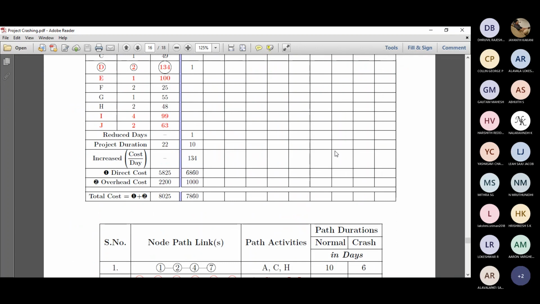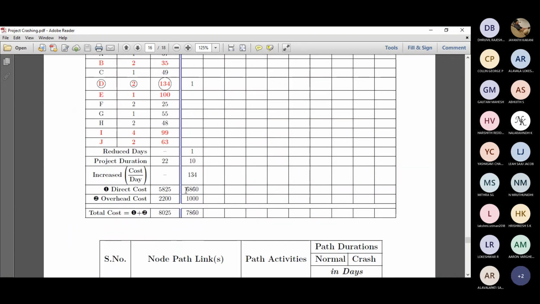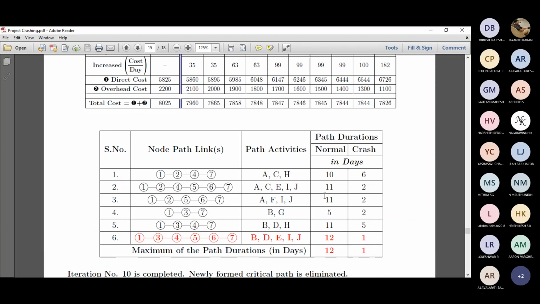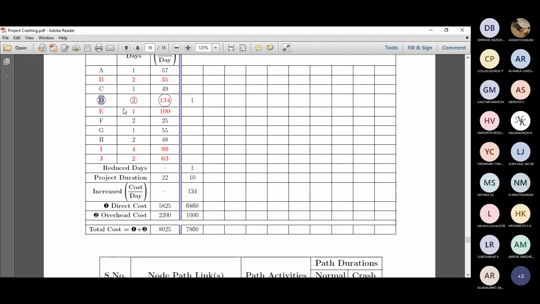Then 6860. So that is 6726 plus 134, so that is 6860. 10 into 100 is 1000. So when you add both things, it's 7860. So 7860. Here it was 7826. And at this point, it started increasing. I hope you see it is increasing, right? So once you reduce it by 1 day, D is also completely exhausted.